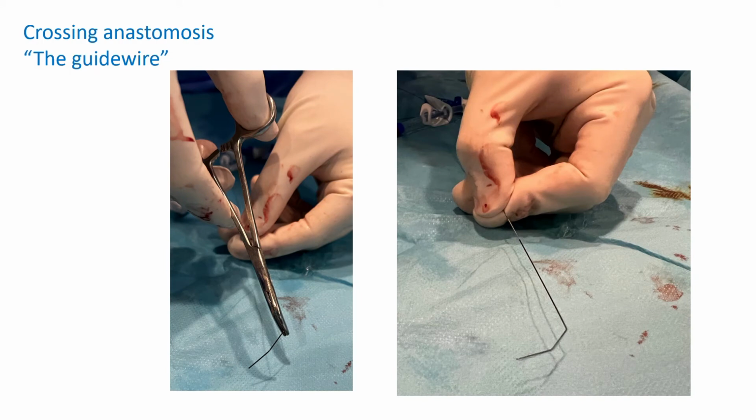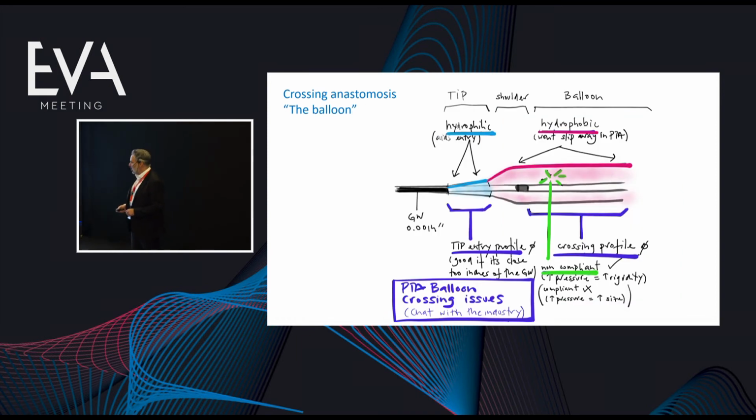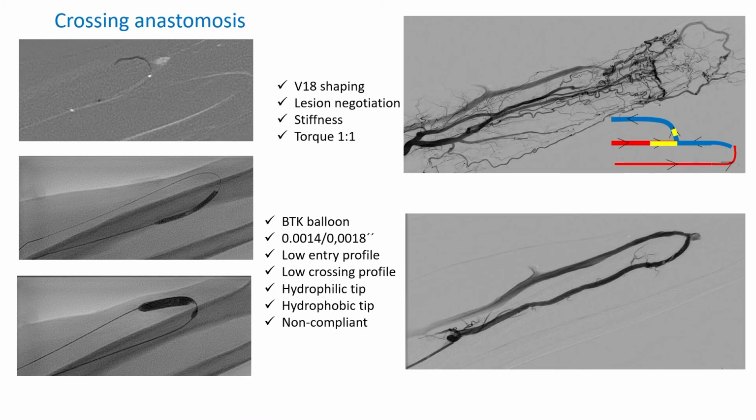Just a recommendation for crossing the anastomosis, just by giving this double bend in the V18 guide wire, you can cross almost all of the anastomosis. Some refreshment for all of us about balloons. We should know the difference between the tip entry profile, the crossing profile, non-compliant, hydrophilic, hydrophobic, all these issues that can help you from a technical point of view to cross difficult situations.